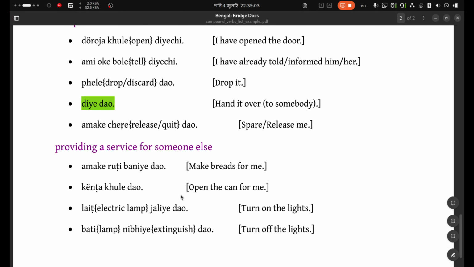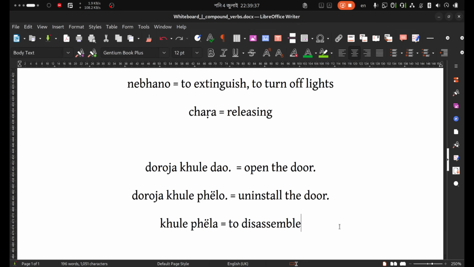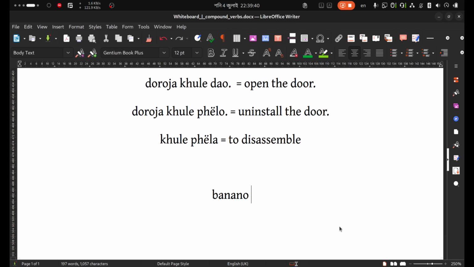Okay, the last verb and last category of today's lesson: providing a service for someone else. And I think we have already done two examples of that category. The first sentence is "Amake ruti baniye dao." Make bread for me. So banano means to make or to prepare. Let me write it here. Banano means to prepare.